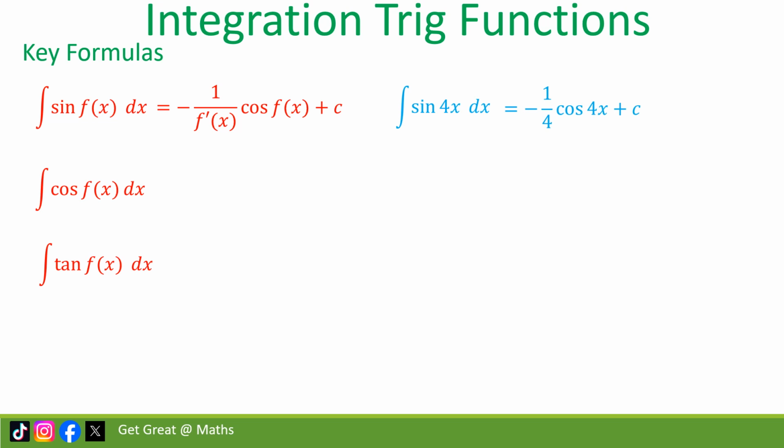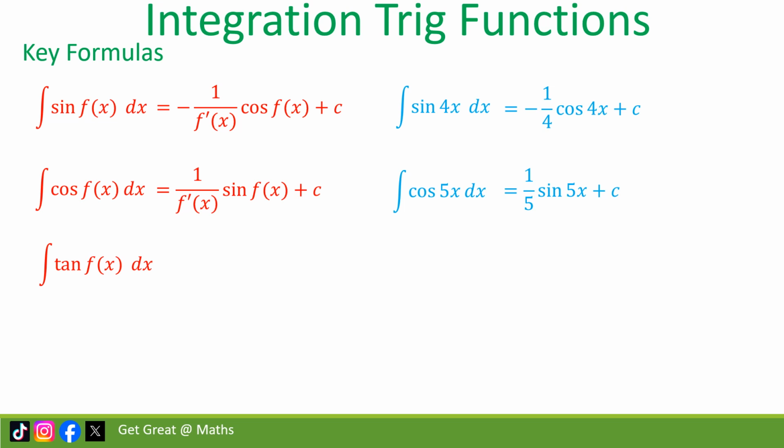The next one I'm going to integrate is cos of f of x. So the differential of f of x is f dashed of x, so I'm going to do 1 divided by f dashed of x. Then I've got sine of f of x plus c. Cos of 5x is the example. The differential of 5x is 5, so I'm going to divide by 5, which gives me 1/5 of sine 5x plus c.